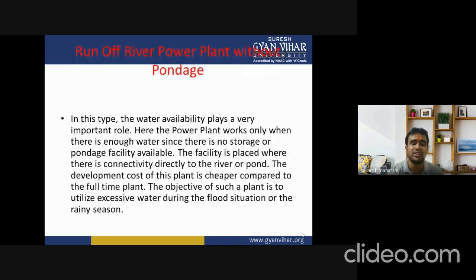First of all, we will discuss the run-off river power plant without pondage. In these types, water availability plays a very important role. Here, the power plant works only when there is enough water, since there is no storage or pondage facility available. The facility is placed where there is a direct connection to the river or pond. The development cost of this plant is cheaper compared to a full-time plant. The objective of such a plant is to utilize excess water during flood situations or the rainy season.